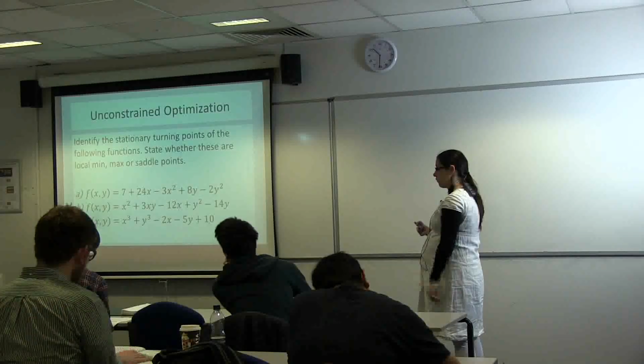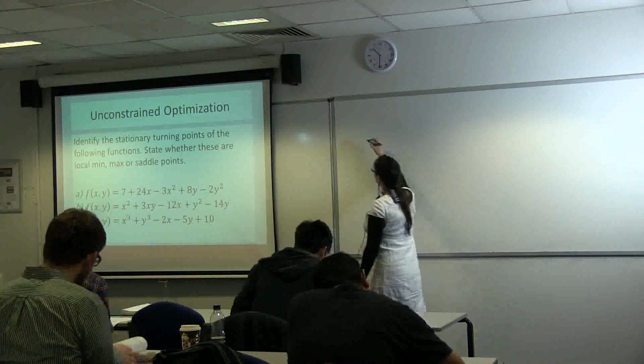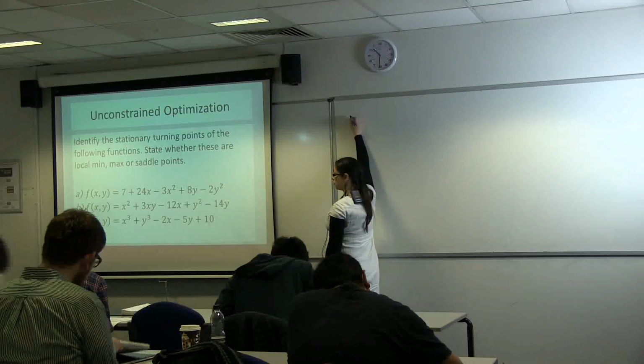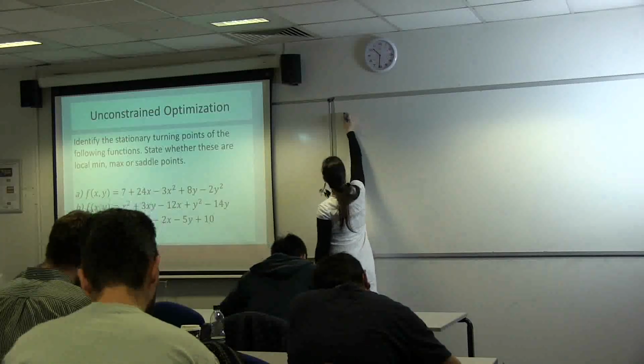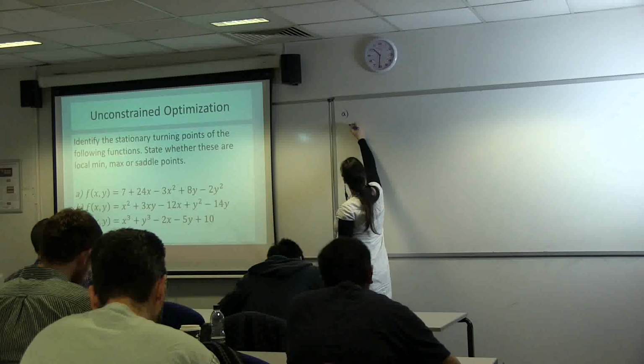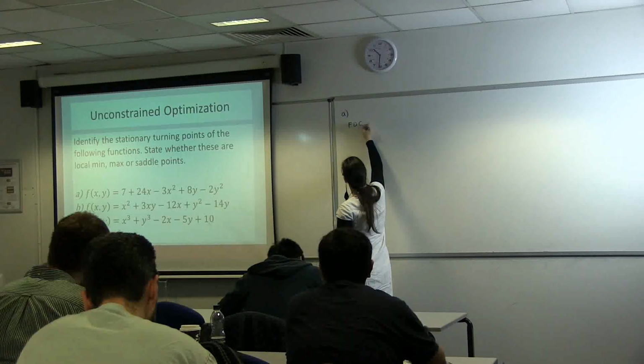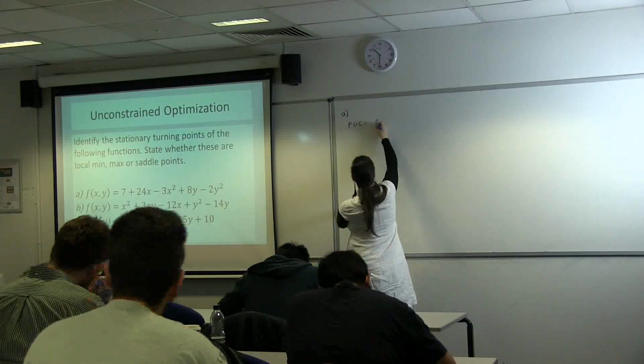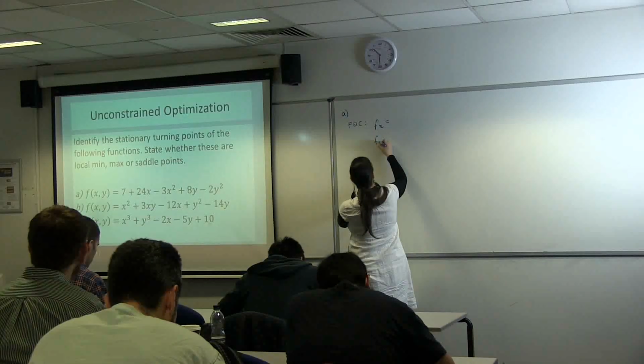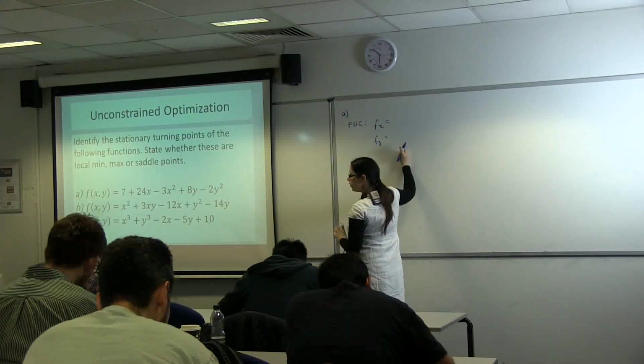So, you tell me now what we need to do. So let's look at A. What will be the first step? Find the first of the partials. So you need to find fx, fy. Thankfully, we only got 2 variables.